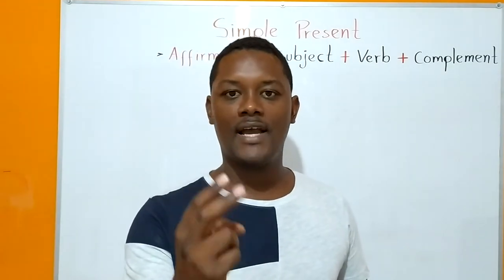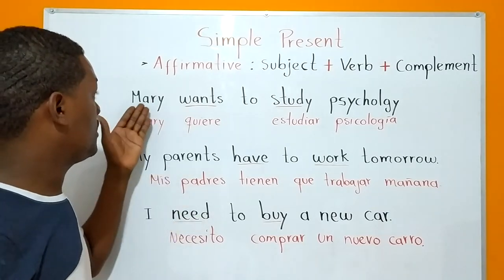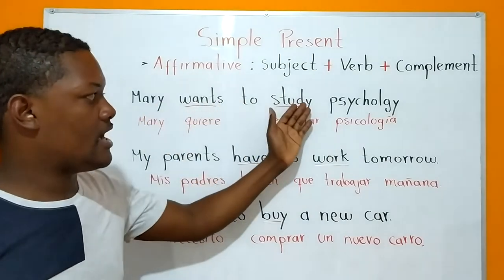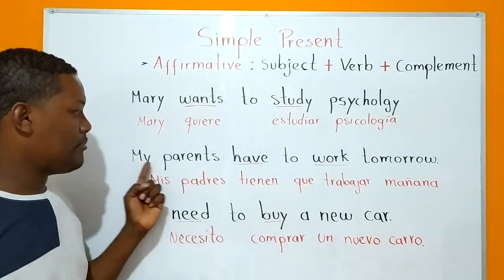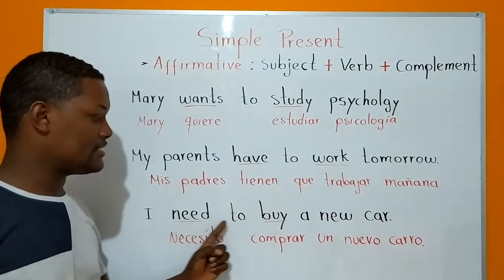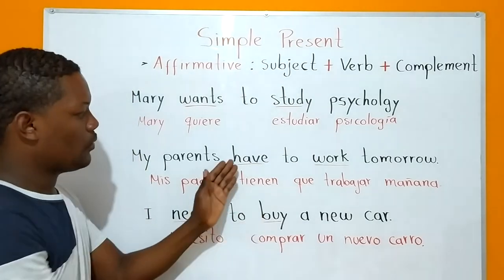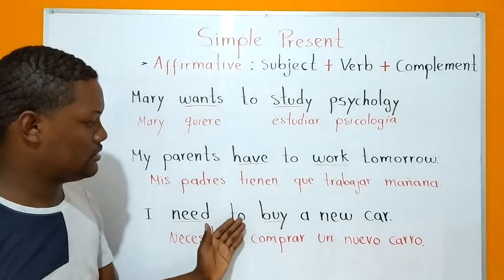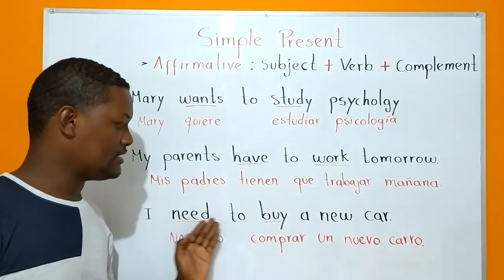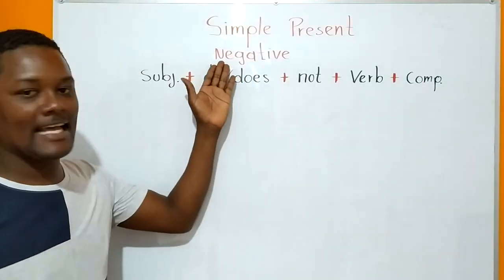Alright, now, what happens if I have 2 verbs in the same sentence? For example, in this case, I have want and study. Mary wants to study psychology. My parents have to work tomorrow. I need to buy a new car. You just need to separate the verbs with the preposition to. You see? Wants to study, have to work, need to buy. And that's it.